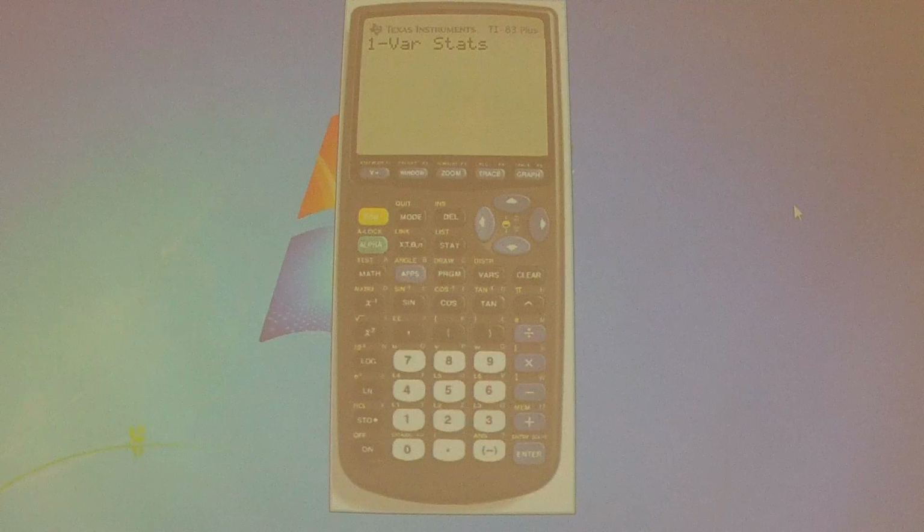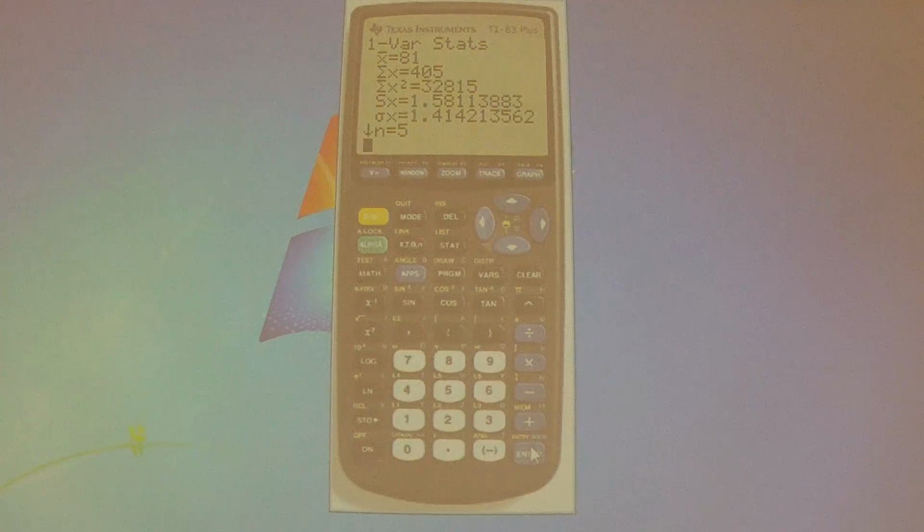And then press enter. And you get all kinds of good stuff. Let's wander through it, shall we? At the very top, what do you see? Well, it says one of our stats, which is yay. Thank you, TI, for telling me what you just did. Next thing down, what do you see?